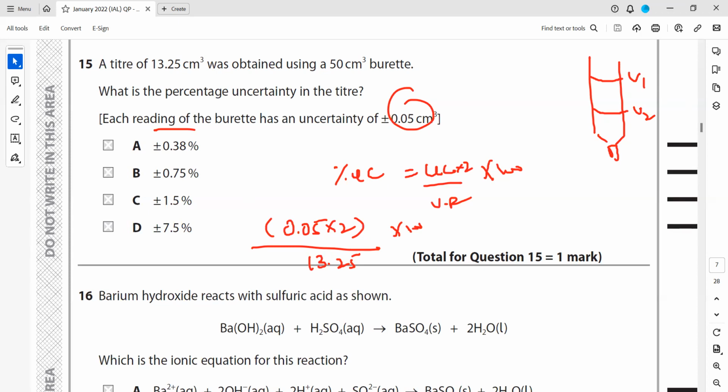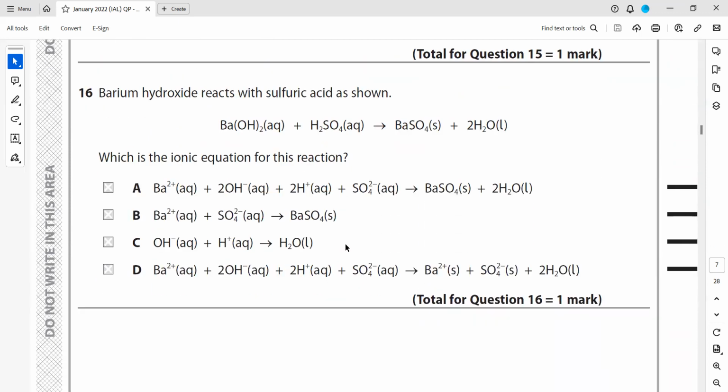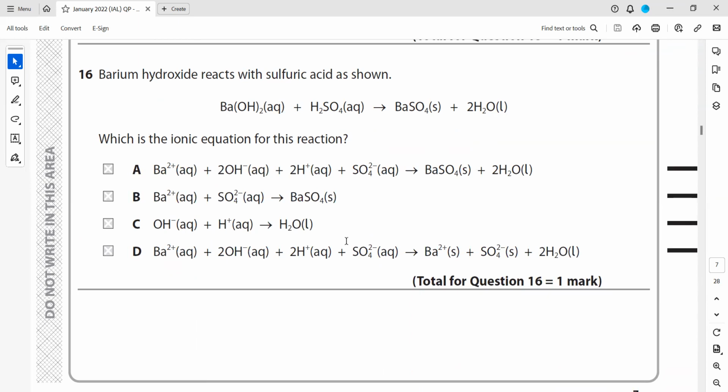So it will be B, 0.75%. In the case of a pipette, it is not multiplied by 2 because when we use a pipette, we read a single volume. But with a burette, we read the initial and the final and take a difference. That's why the uncertainty will become twice.